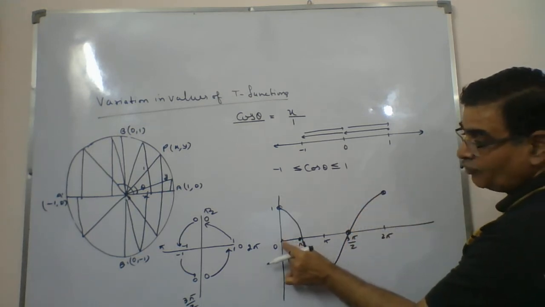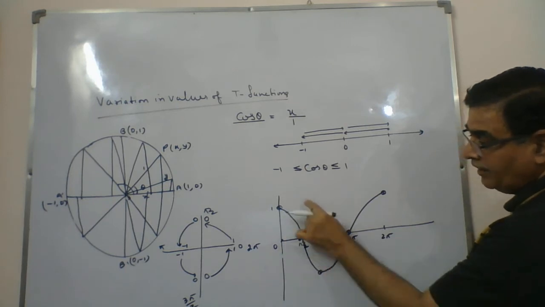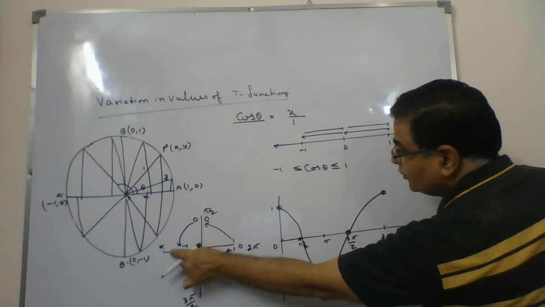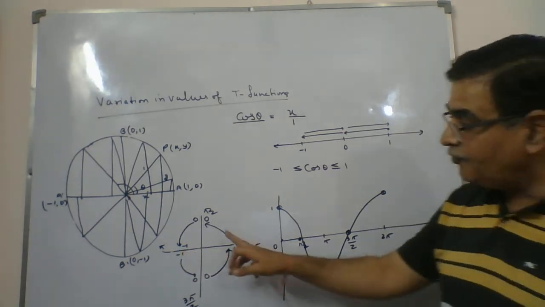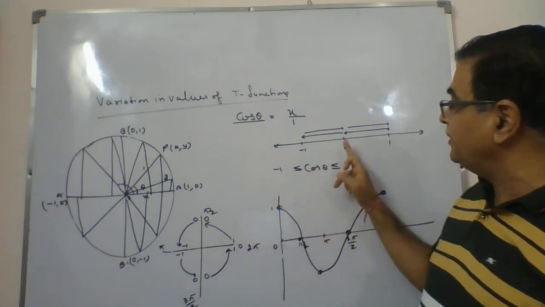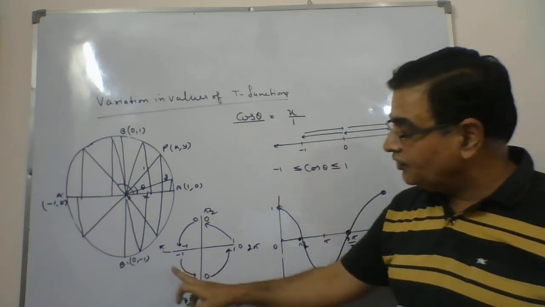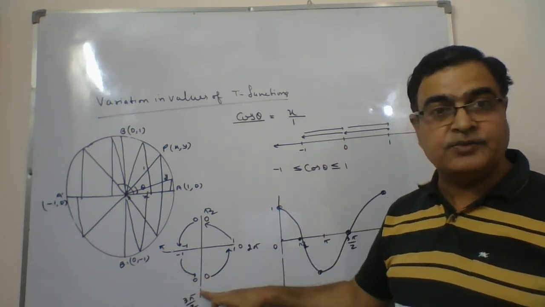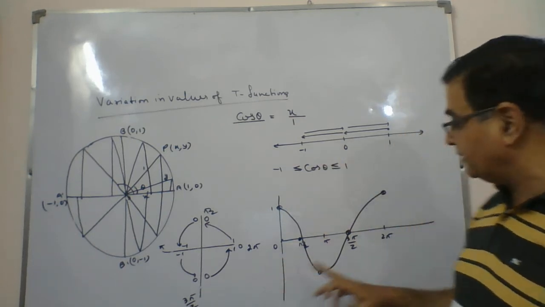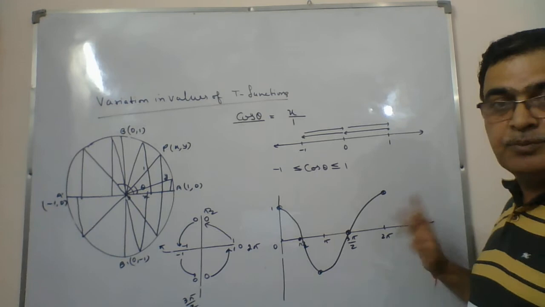Sine was starting from 0 and then got to 1 and then 0. Now it will start with 1 and go to 0, then 0 to minus 1. Just check here: in the first quadrant, cos is plus. Second quadrant, 0 to minus 1, which means this is all negative value. Then in the third quadrant, it will be negative, minus 1 to 0. And in the fourth quadrant, it will be plus. So this way the cos curve comes out.